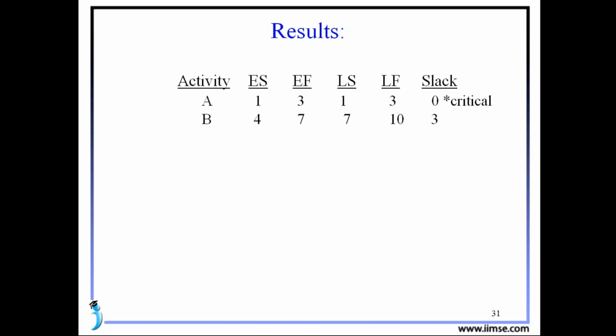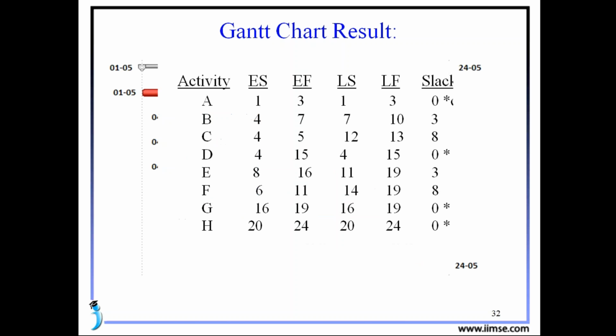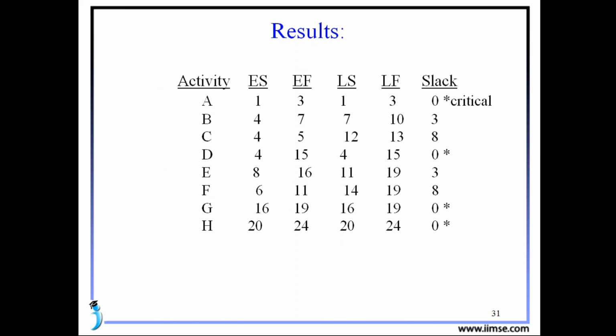B. Early start is 4, whichever you have done top side. Early finish is 7, late start is 7, late finish is 10. So the difference between the early start and late start is 3 days, or early finish and late finish is 3 days. That is the slack. For C, D, E, F, D, H. Here, the 0 slack tasks or activities will indicate the critical activities or critical path activities.